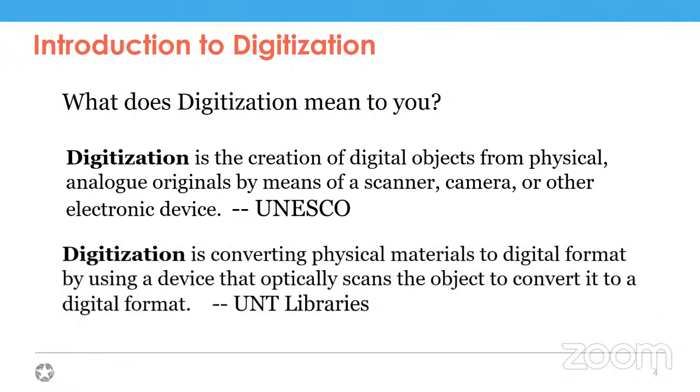In other words, digitization is the converting of physical materials to digital format by using a device that optically scans the object to convert it to a digital format. That is as it's defined by the University of North Texas libraries. They have a really robust digital projects lab, so they would be experts in this as well. Digitization can result in 2D or 3D models, depending on the equipment and processes used. But today we are only going to talk about 2D objects. If you wanted to digitize some of your 3D objects, know that that is a possibility, just not anything we'll be talking about today.